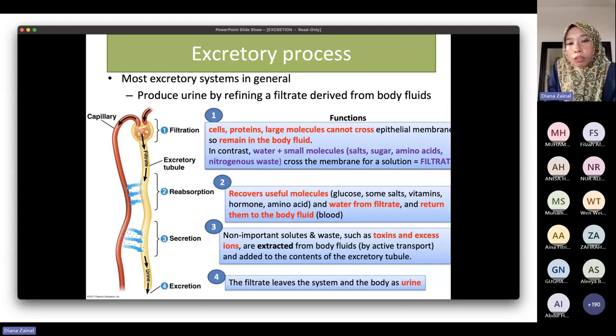Okay, I'm going to talk about what the functions are. So the cells, the proteins, and large molecules cannot cross the epithelial membrane, so they're going to remain in the body fluid.